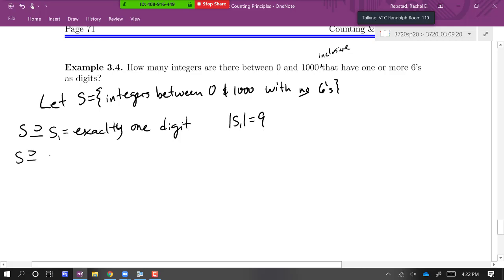So now we're going to define S2, S3, and S4 similarly. S2 is the set of all 2-digit integers with no 6s. So S2 will have numbers that have exactly 2 digits. And I'm wording it like this because note that S1 and S2 are disjoint. All the integers in S2 have exactly 2 digits, and that doesn't include any of those 1-digit integers. So how big should that set be?